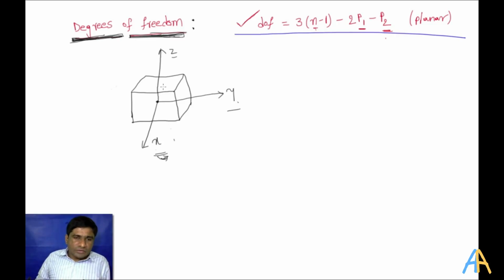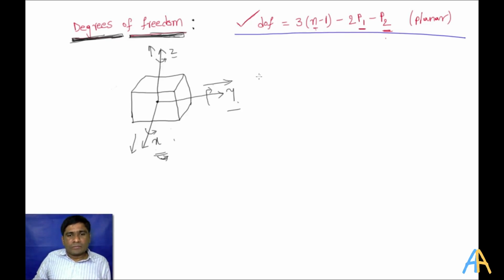And if I consider a body like this, without any constraint or without attaching this body to anything, this body can translate in this direction along the y axis, and it can also translate along the x axis freely without any hindrance or restriction, and it can also translate along the z axis. And the same body can rotate about the y axis, and the same body can rotate about the x axis and also about the z axis.